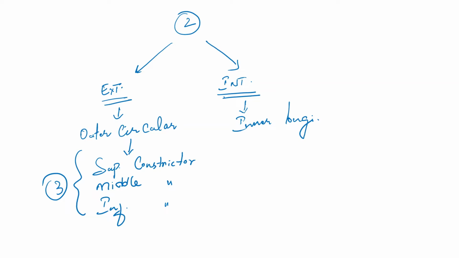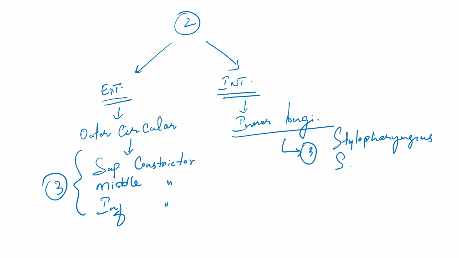When we move on to the intrinsic muscles, that is the inner longitudinal muscles, they are again three in number. One is the stylopharyngeus muscle, the second is the salpingopharyngeus muscle, and the third is the palatopharyngeus muscle. So these are the three intrinsic muscles. We will look at the muscles one by one.